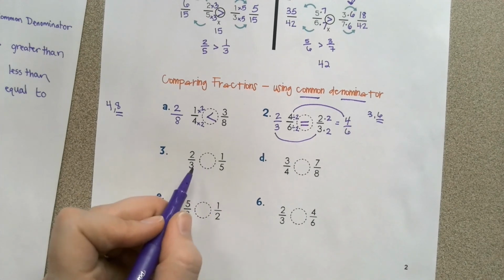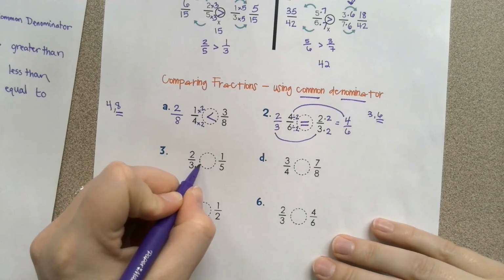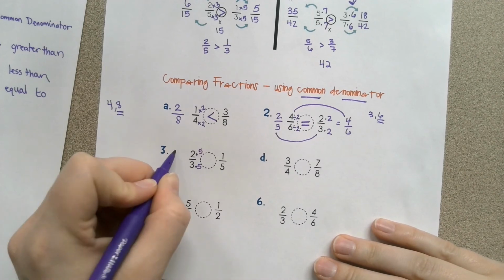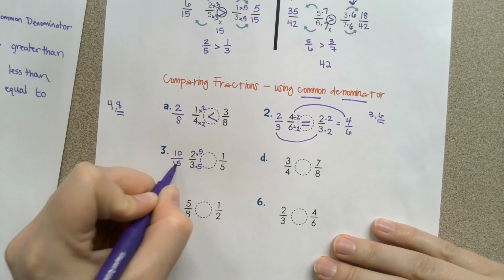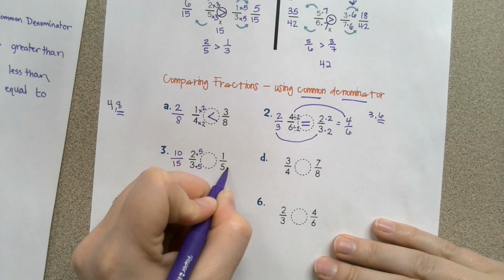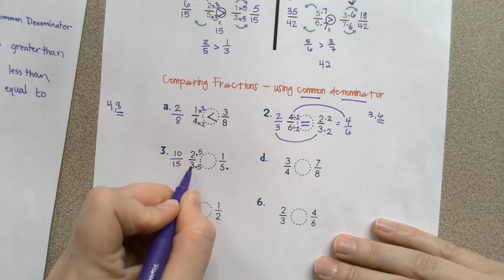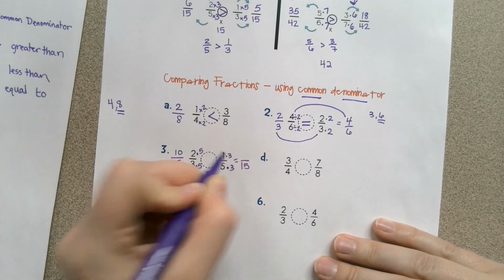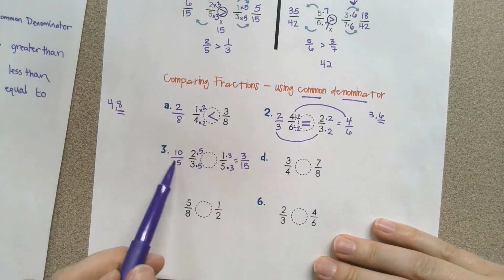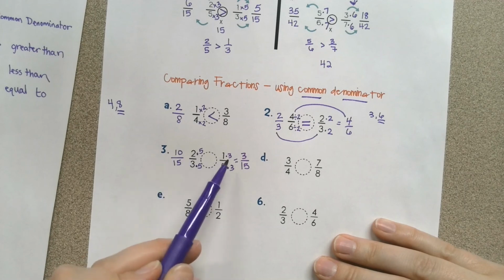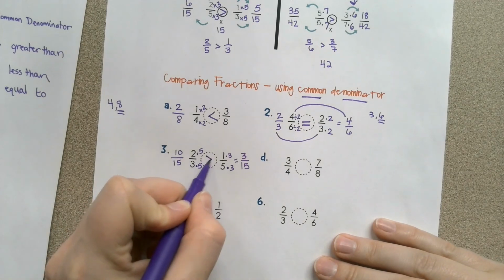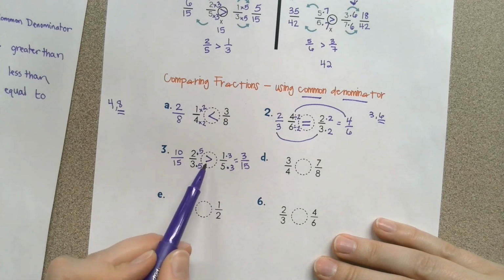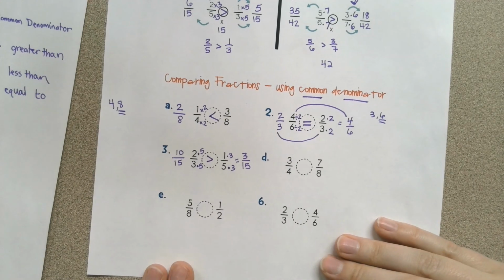Again, we can always just multiply the denominators together. So we would multiply the 3 times 5, which means we'd also multiply the 2 times 5. And that gives us 10/15. Over here, if we multiply the 5, that would have to be multiplied by 3 to get 15. So we also have to multiply by 3, giving us 3/15. Now when we compare, we can see that 10 is much greater than 3, so 10/15 is greater than 3/15, which also means 2/3, our original fraction, is greater than 1/5.